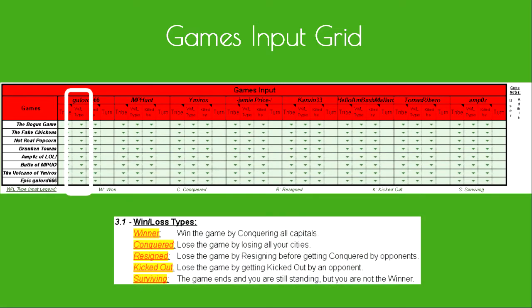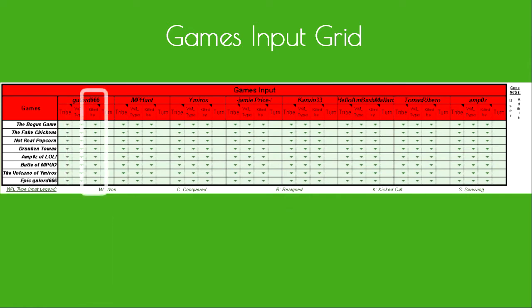Once you win, get killed, resign, or get kicked out from a game, you should enter the right status. Then, in the Killed by column, you need to enter who eliminated you from the game, if applicable. If you resign or get kicked out, put a question mark for now.